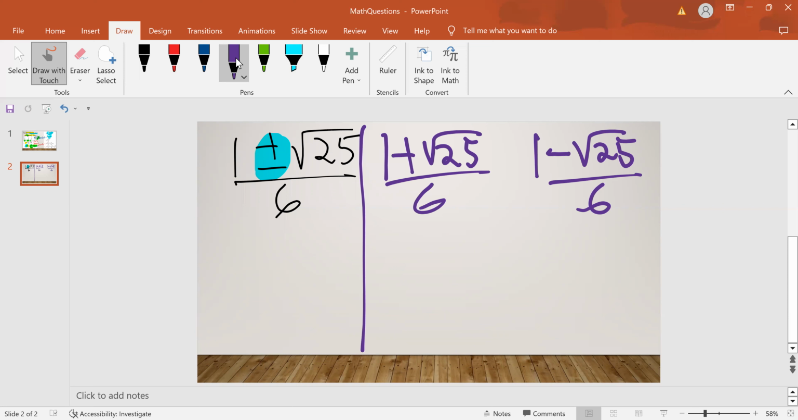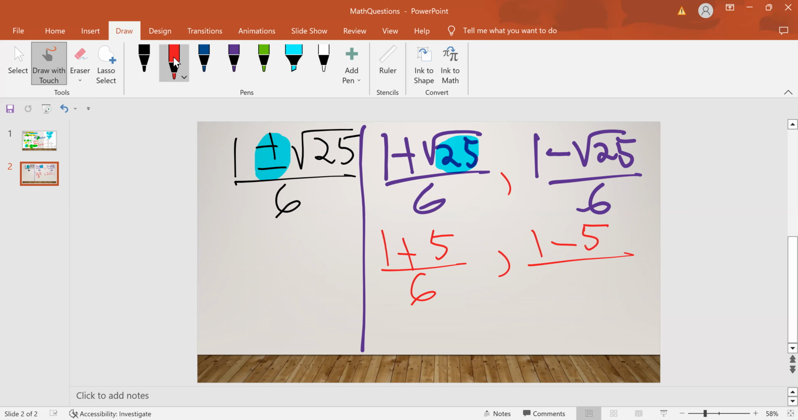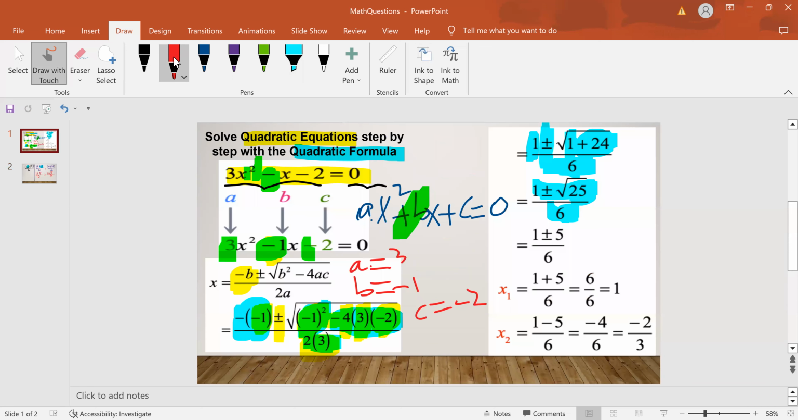Okay, so square root of 25. 25 is a perfect square. Yes, 25 is a perfect square. That means there is a number multiplied by itself that gives you 25, and that number is 5. So because 25 is a perfect square, the square root of 25 will be a regular 5. So you have 1 plus regular 5 divided by 6. On the other side, you're going to have 1 minus regular 5 divided by 6. Okay, you see the way we send this. Now, if you go back, you understand better what I explained there.